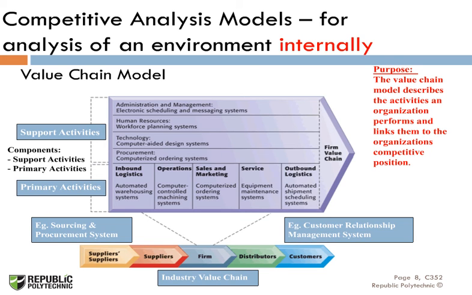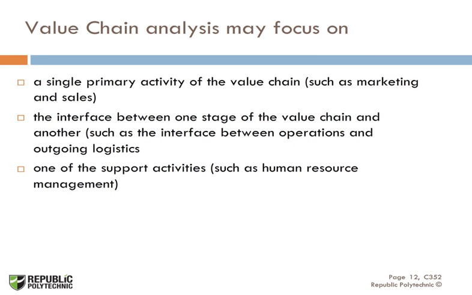Example primary activities include inbound logistics, obtaining raw materials; operations, creating the product; outbound logistics, shipping the product; and marketing, sales, and service, selling the product. Support activities are value chain activities that an organization conducts to support the creation of business value. In studying the value chain of an organization, we may focus on a single activity or an interface between one stage of the value chain to another or any one of the support activities.